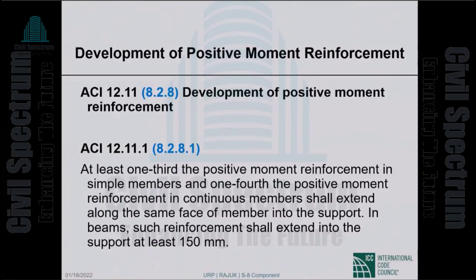So at least 1/3 of the positive moment in simple members, at least 1/4 positive reinforcement in continuous members shall extend along the same face of member into the support. Fine. Extend into the support only means such reinforcement shall extend into the support at least 6 inches. So it's not continuous reinforcement. And whenever I see this, I flinch.